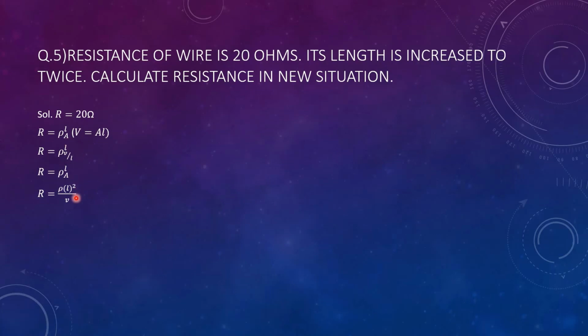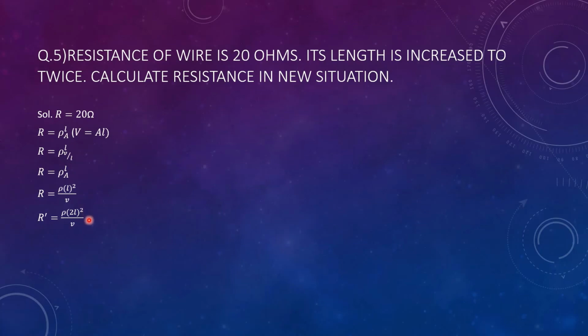This formula will be used when length of conductor is changed, because when length will change, area of cross section will change, but volume will remain same. Wire is cylindrical in shape, so its volume is pi r square h. In place of pi r square, we can write A, height replaced by L. So from here, value of A will be placed in this formula. On simplifying, it becomes rho L square upon V.